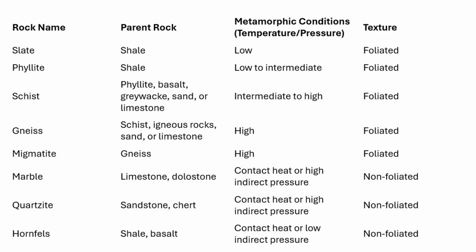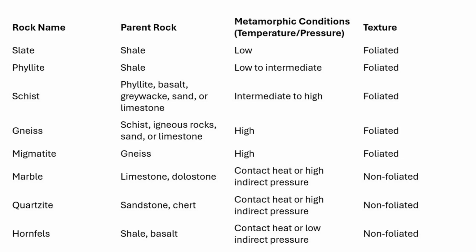When the parent rock is phyllite, basalt, sandstone, or limestone, and it experiences intermediate to high temperature and pressure, it becomes schist, a foliated rock. If the parent rock is schist, igneous rocks, sand, or limestone, and is subjected to high temperature and pressure, it changes into gneiss, which is also foliated. Further metamorphism of gneiss under high temperature and pressure produces migmatite, another foliated rock.